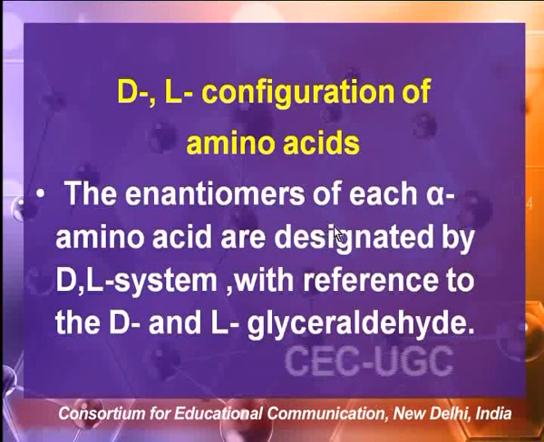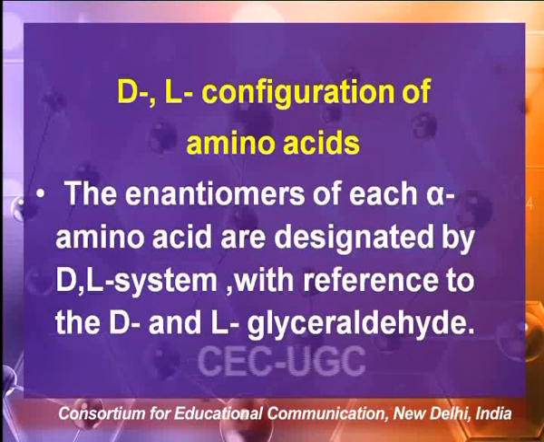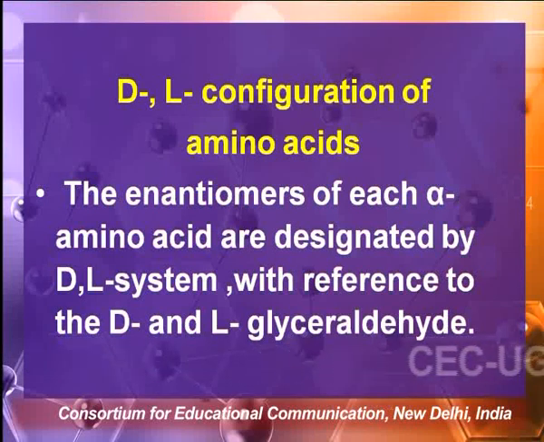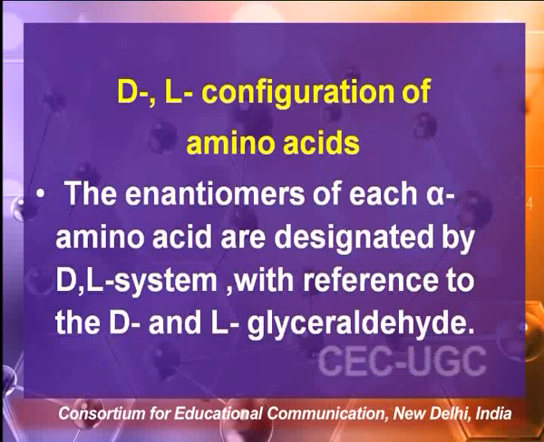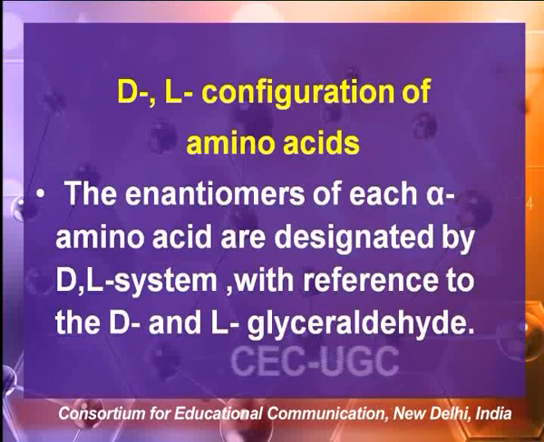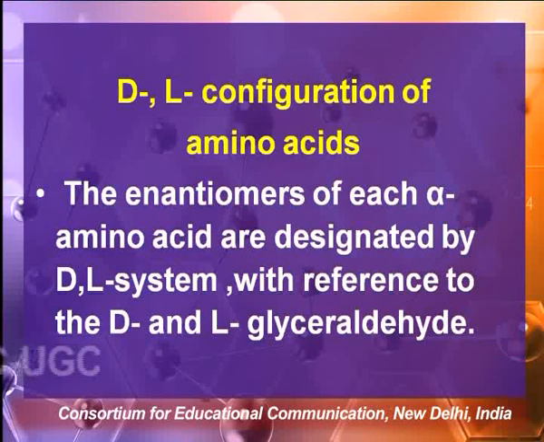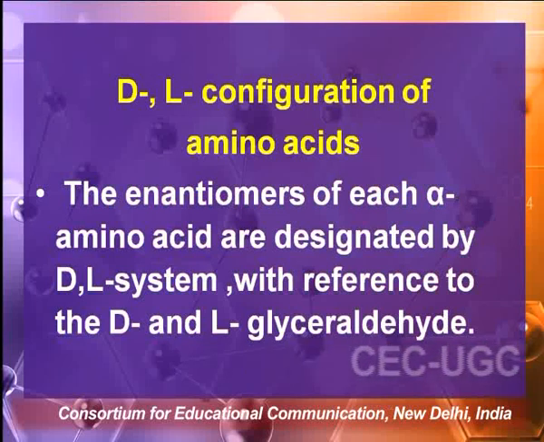Now we will go on to the DL configuration of amino acids. When we talk of DL configuration of amino acids, we can talk with certainty about the D and the L configuration of monosaccharides and amino acids. We can talk of D and L configuration for amino acids because enantiomers of each alpha amino acid can be designated by D and L, because we can compare their structure with capital D and capital L glyceraldehyde.